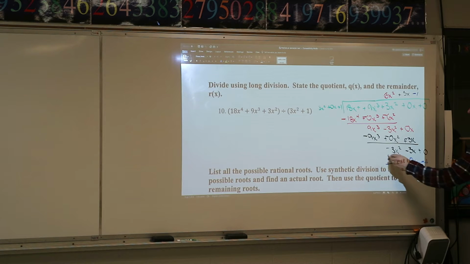Draw a line, switch the signs. So that makes positive, positive, positive. I go straight down, that's negative 3x, and a plus 1. And that's my remainder. That's what I'm left with. Yes, you can have remainders. Okay, questions?